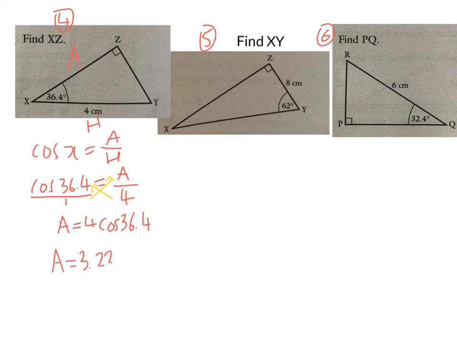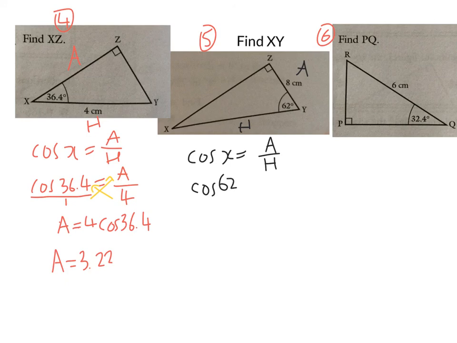Then number 5, we have to find XY. So XY is the longest side there because it's opposite the right angle. So that's not the hypotenuse. The longest one will be opposite the right angle, so it's H. And we know this one here, which is adjacent to the angle, so it is A. So it's still cos x equals adjacent over hypotenuse.